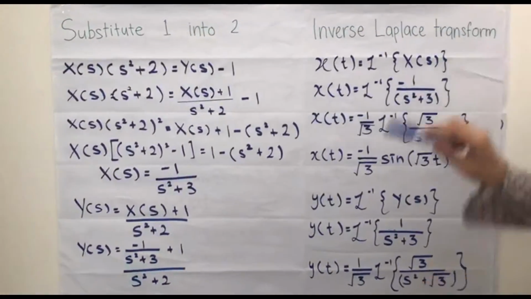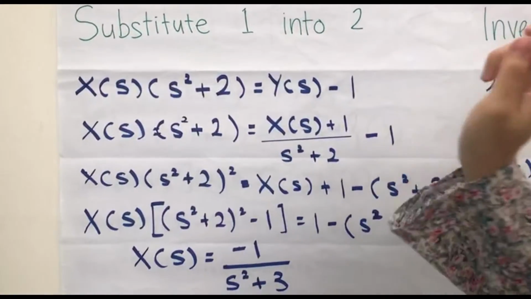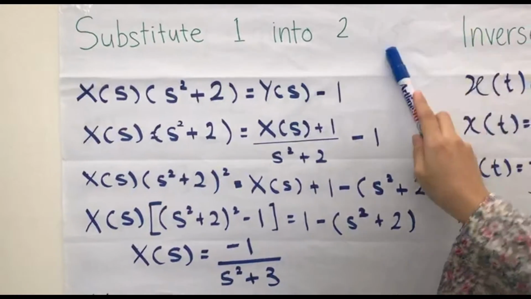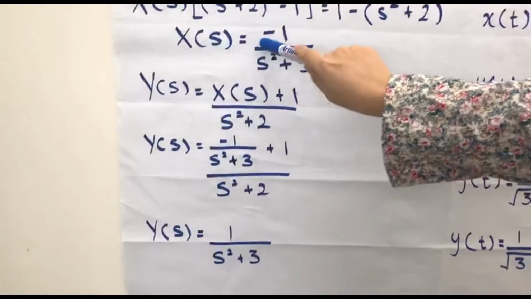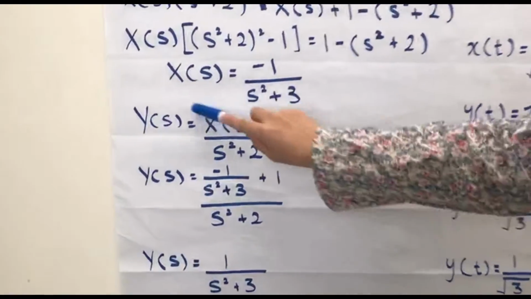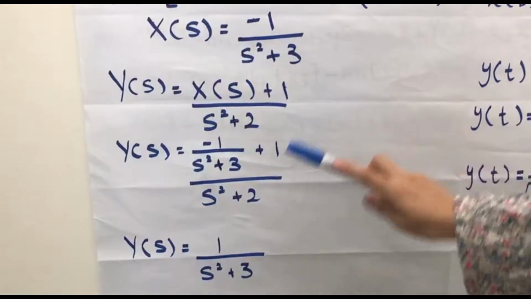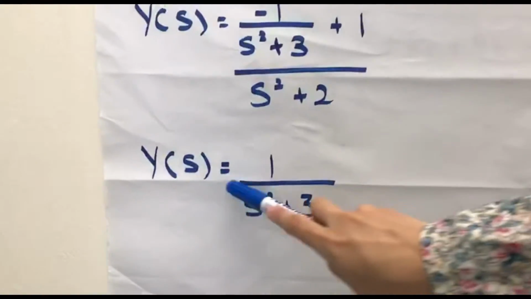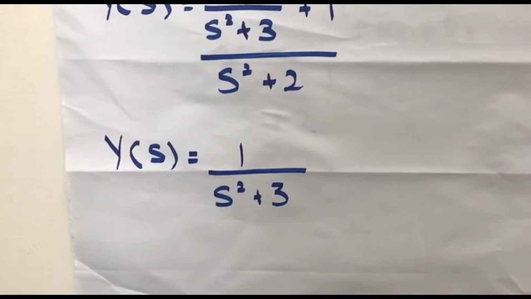Then we perform simultaneous equations. First, we let X(s) equal 1 and Y(s) equal 2. Then we get the value of X(s) equals negative 1 over (s^2 plus 3). With the value of X(s), we substitute into the equation of Y(s). Then we get the equation Y(s) equals 1 over (s^2 plus 3).